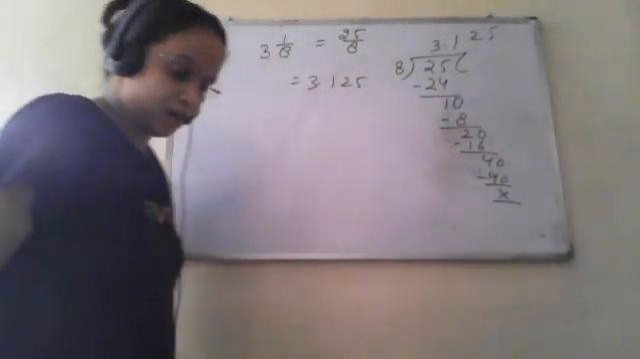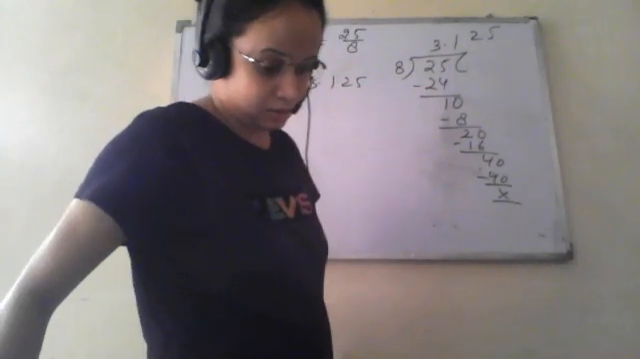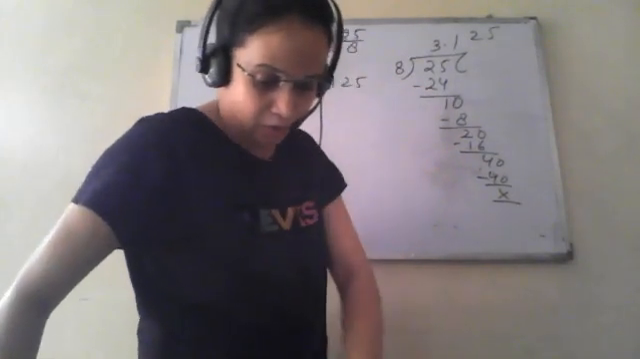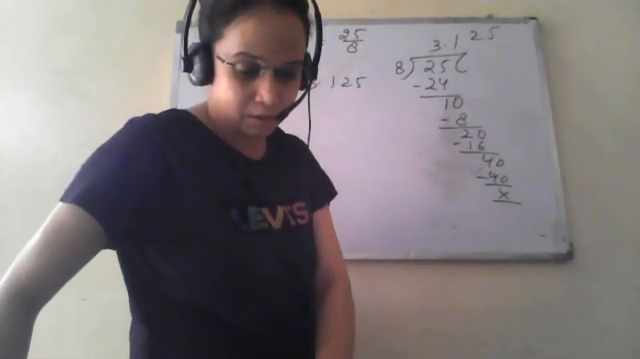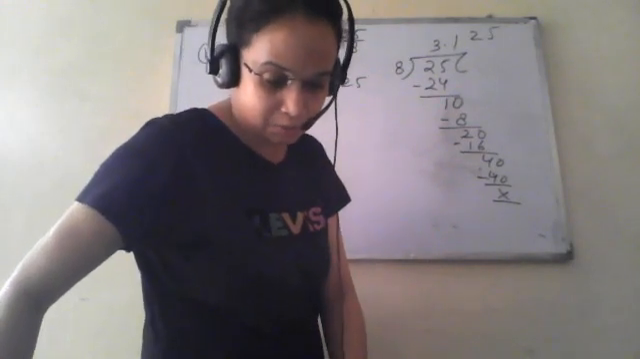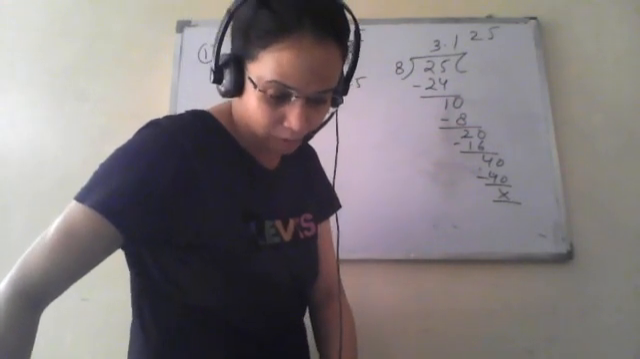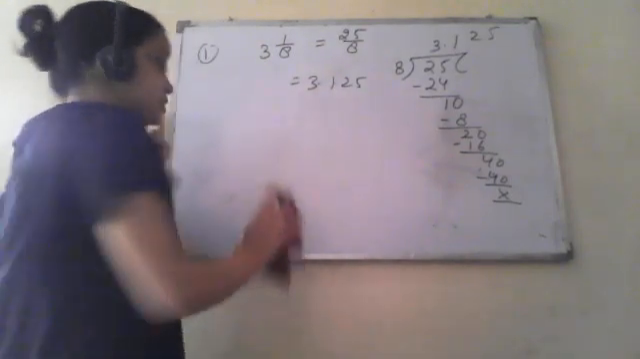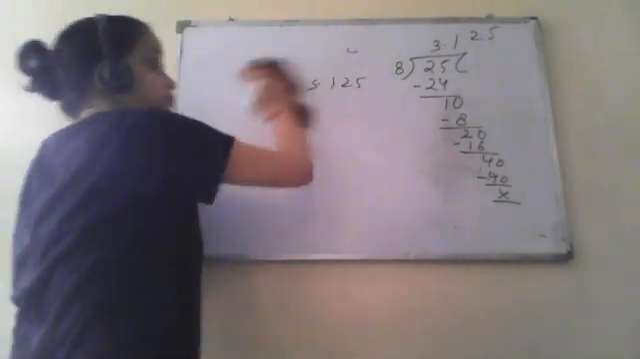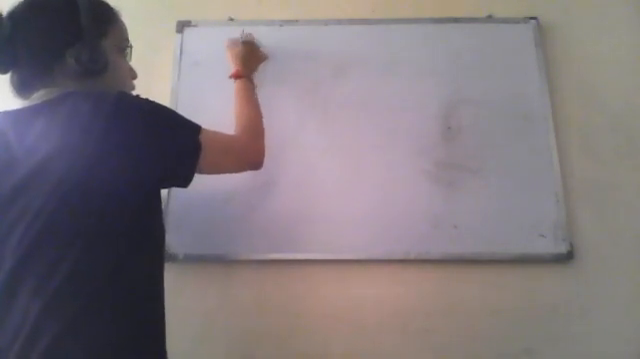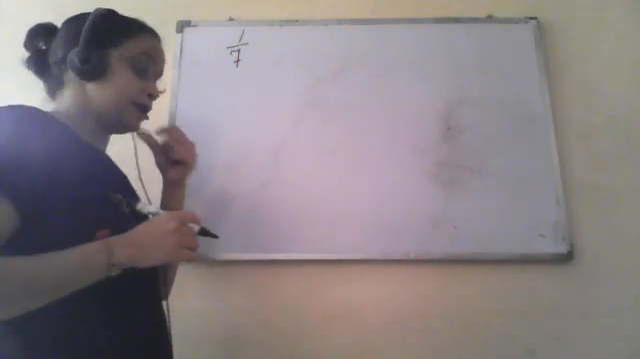Now we will check how to convert a non-terminating repeating decimal expression into the form of p and q. Before that, we will check one more example. So this was the example of a terminating decimal expression. We will see an example of a non-terminating repeating decimal expression. So it is 1 upon 7.